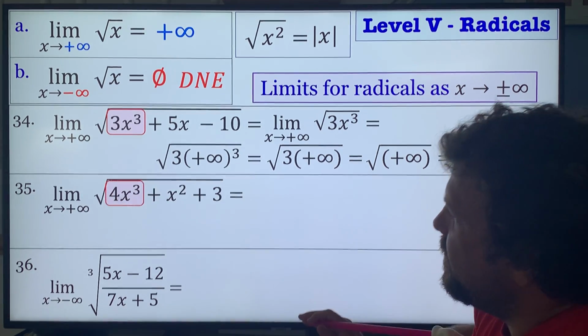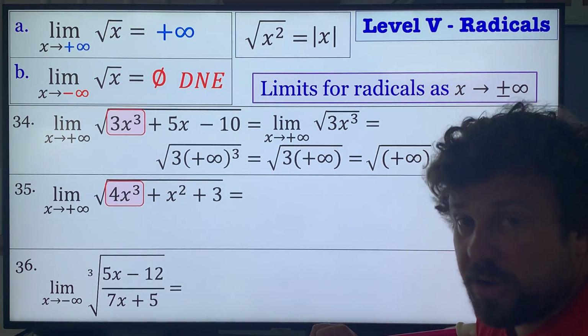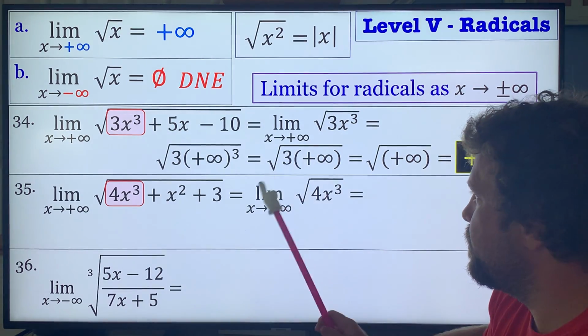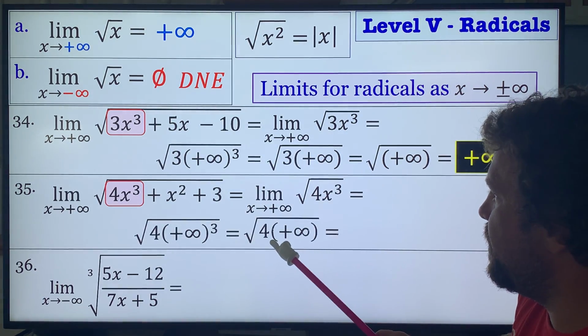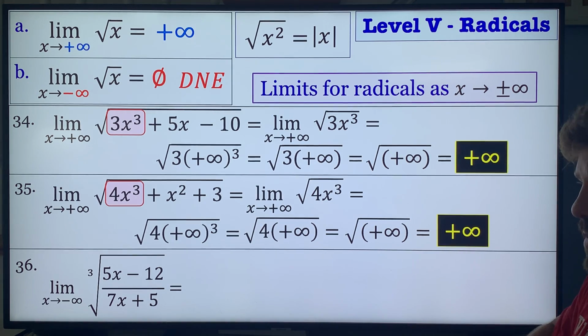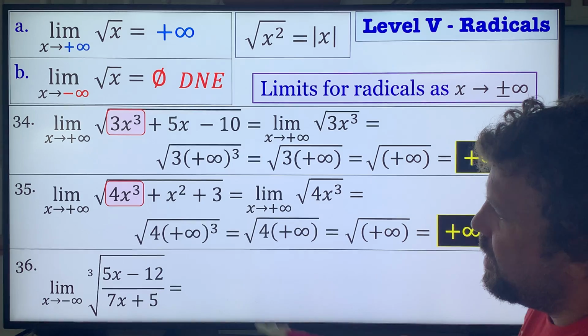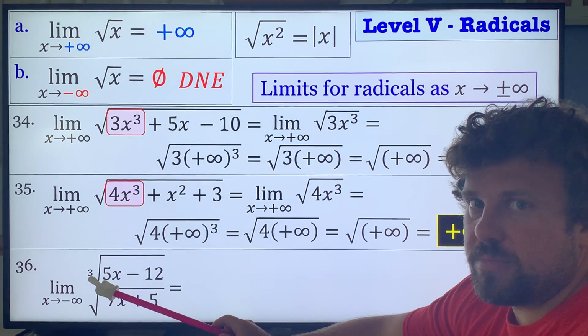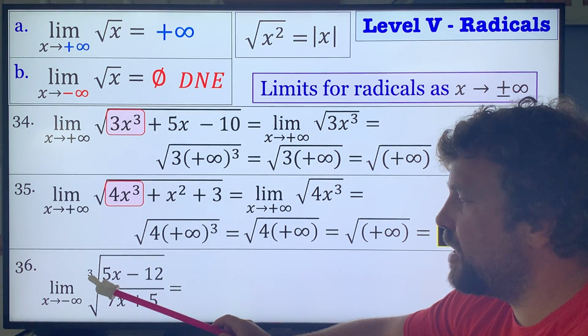4. Infinity to the third is our highest degree term. Infinity to the third is infinity. 4 times infinity is infinity. Square root of infinity is infinity. All right? The only time you have to be careful is when you're dealing with negative signs. Now this is a cubed root. That means the sign could be negative or positive inside.